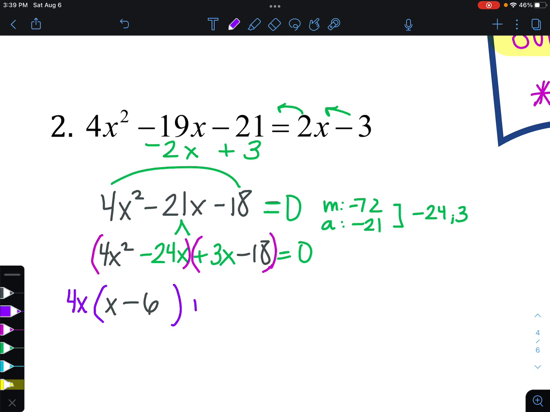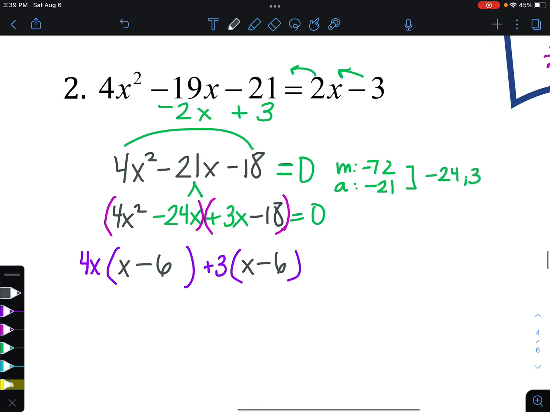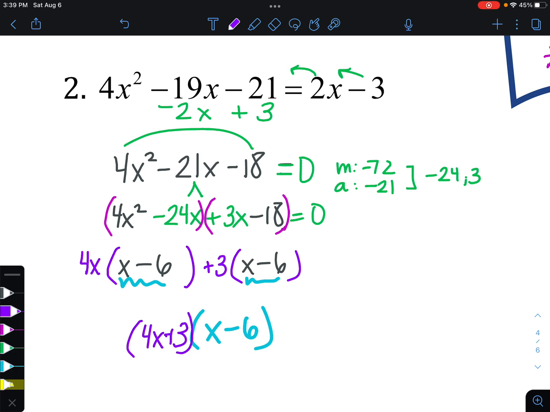Over here, take out a GCF of positive 3. Left with x minus 6. There's my common group, that x minus 6. The GCFs come out in front, 4x plus 3. So we were able to successfully factor it. But remember, we need to solve.